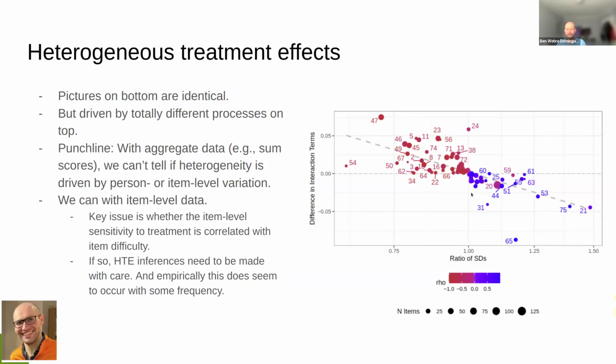Our results are lining up nicely between theory and what we're actually observing. In general, we think this suggests that when you have psychometric outcomes as the endpoints of RCTs, heterogeneous treatment effect studies need to be made with great care. In particular, you need the item-level data, not aggregate-level data, to really make sense of what kinds of heterogeneity you might have in treatment effects.